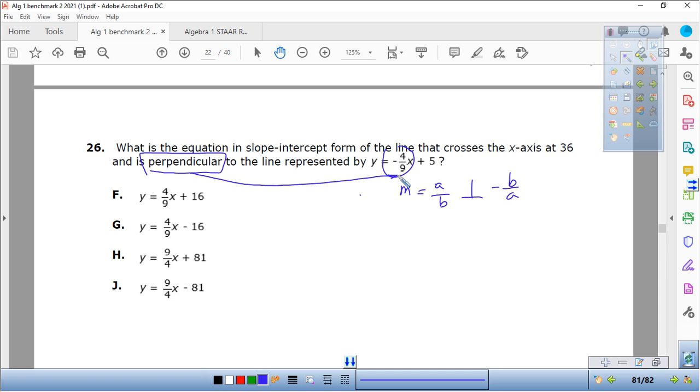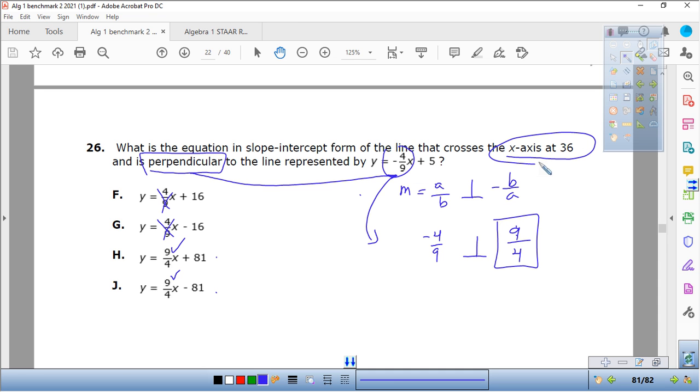Looking at this real quick, this is like a negative 4 over 9. For it to be perpendicular, flip them over. 9 over 4, from a negative to a positive. Okay. So you want this 9/4. Out, check, check. Now, let's think of some. And across the x-axis, then 36.